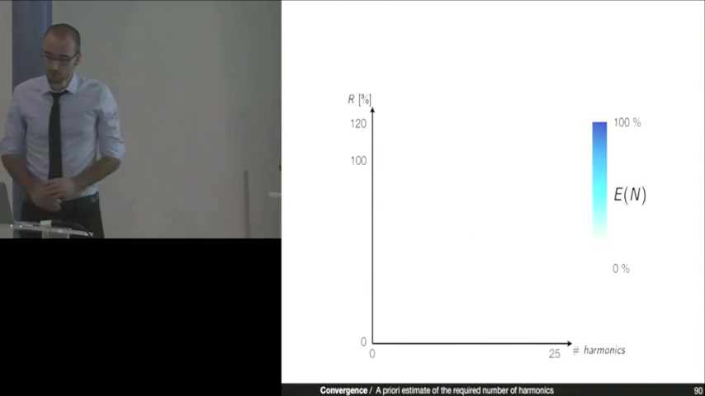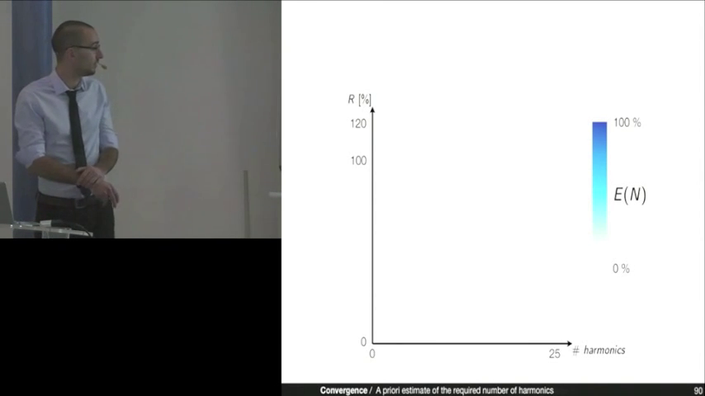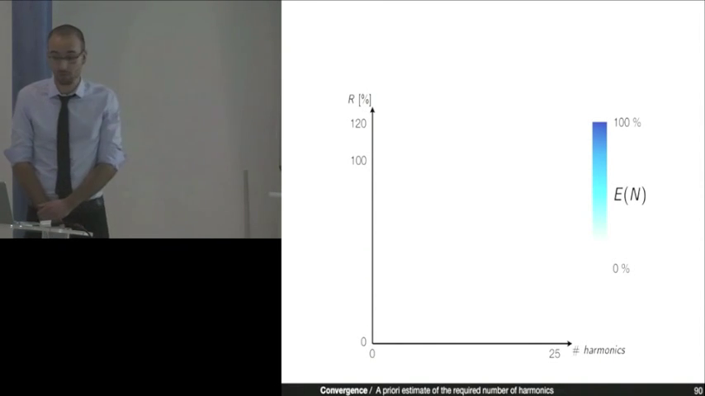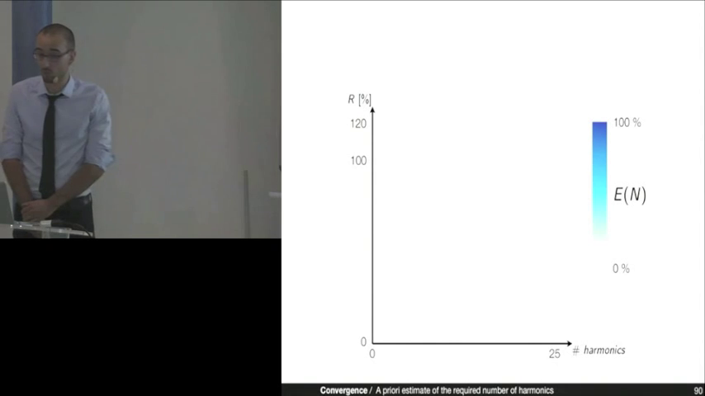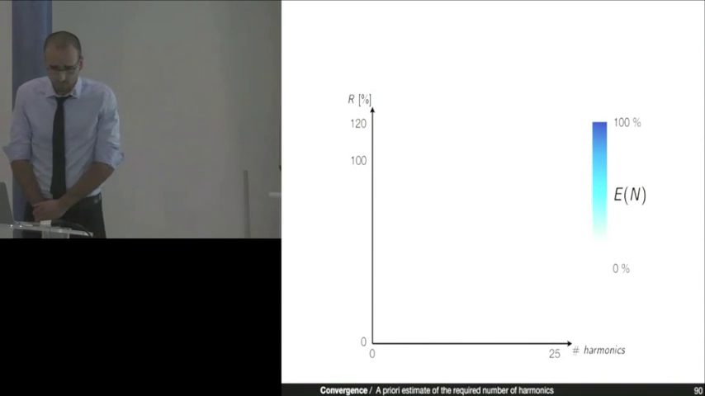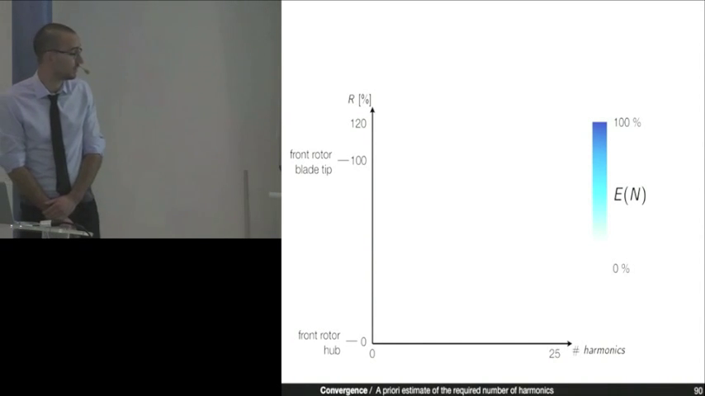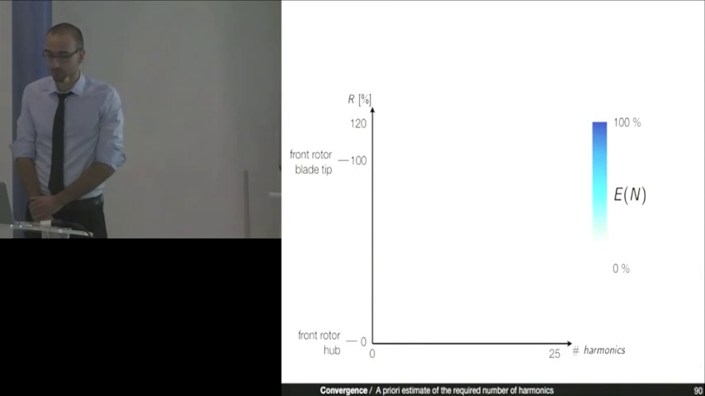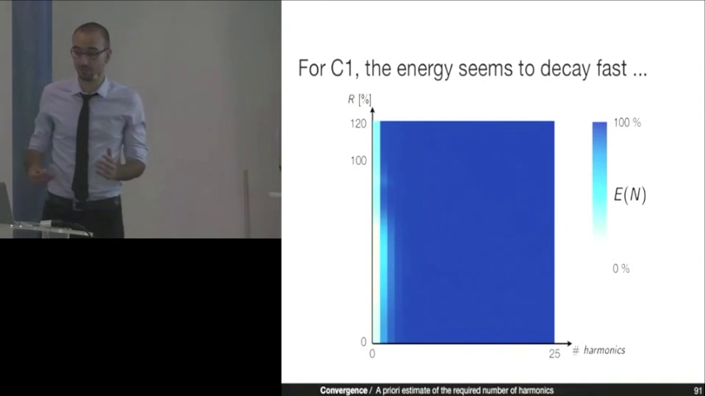At the end, we get a graph that shows the accumulated energy, which varies between 0 and 100%. On the first axis we have the number of harmonics, which varies between 0 and 25, and on the other axis, the radial extent, which varies between 0 and 120. 100 is actually the front rotor blade tip, while 0 is the front rotor hub. Computing this on the first configuration, we can see that the energy seems to decay fast.